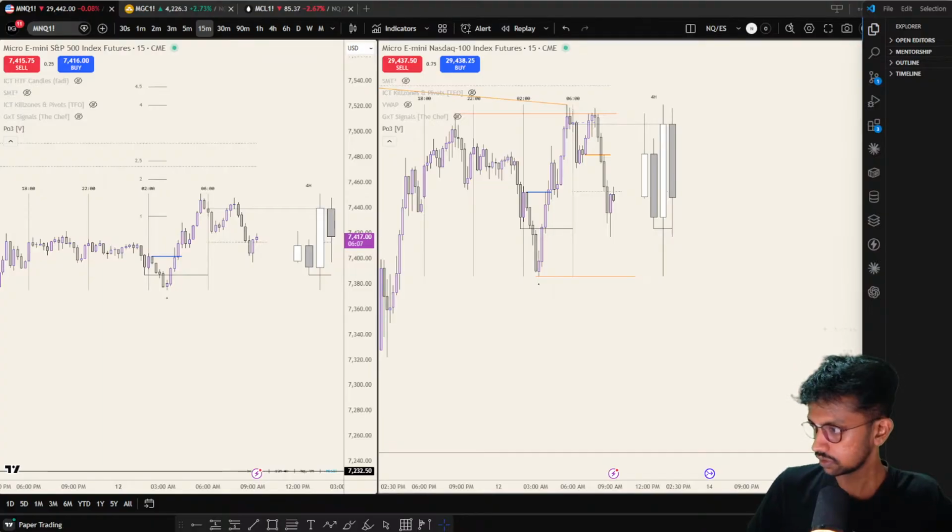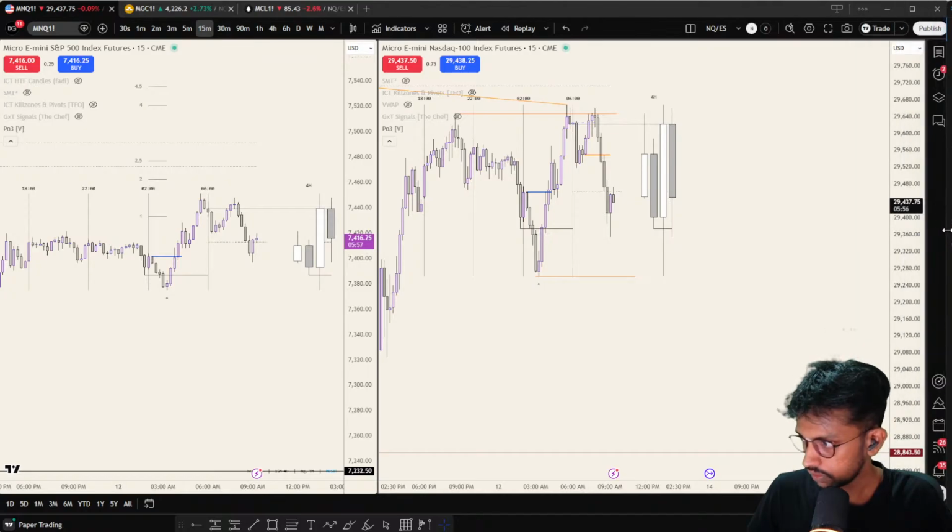Let me just do the rest of the connection. My coding panel, I have to remove this one here.